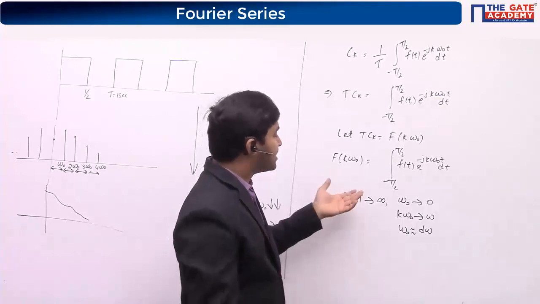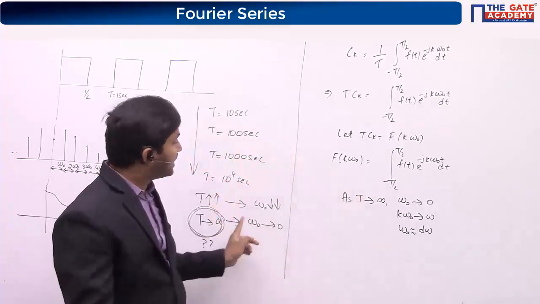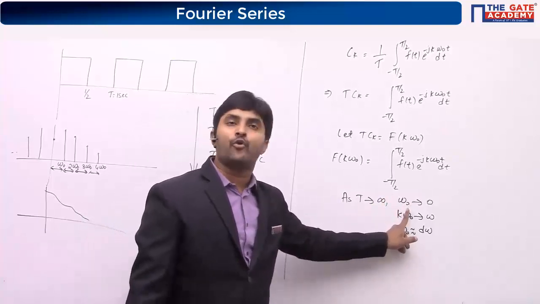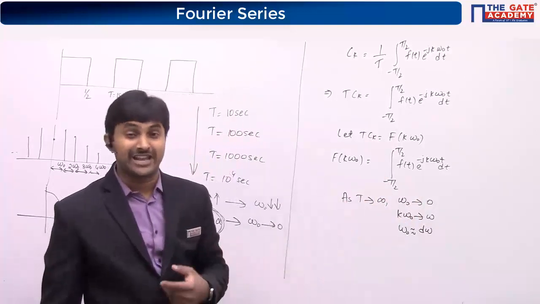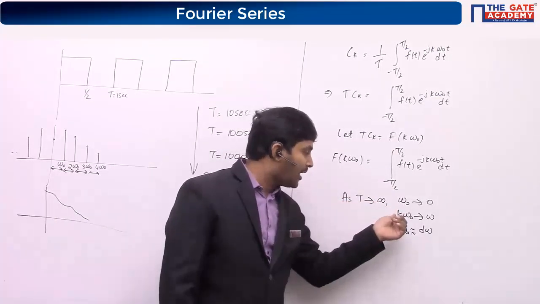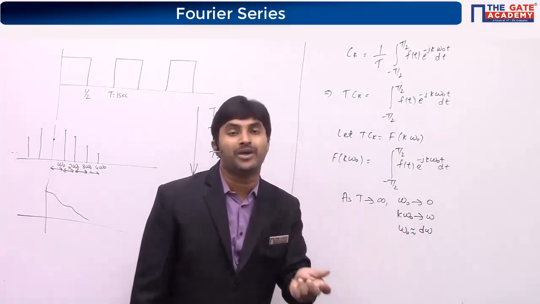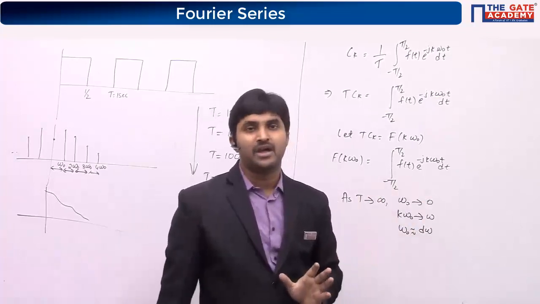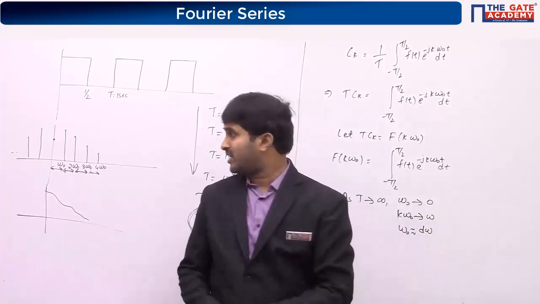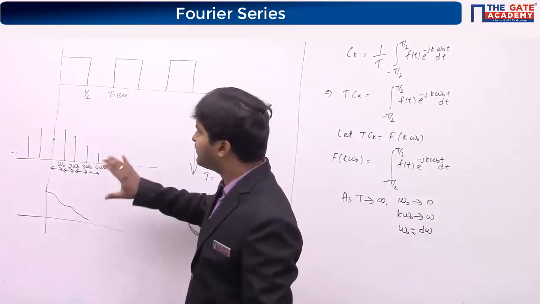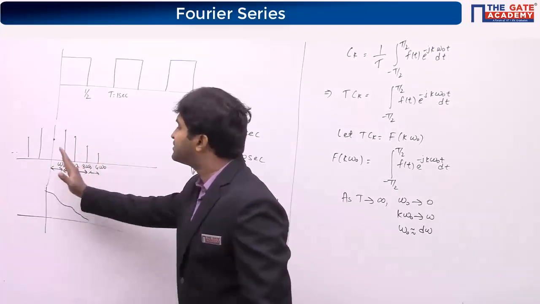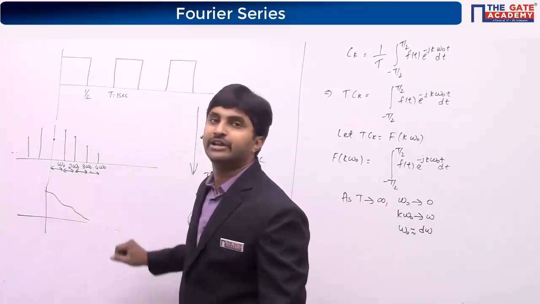Now we are applying the condition that the time period tends to infinity. If the time period tends to infinity, the value of omega naught tends to 0. Now I am going to replace k omega naught with the term omega. What I mean by this is that omega naught is going to come down, the spacing is going to come down, and now it is going to become continuous.